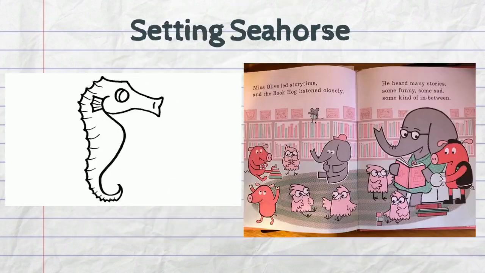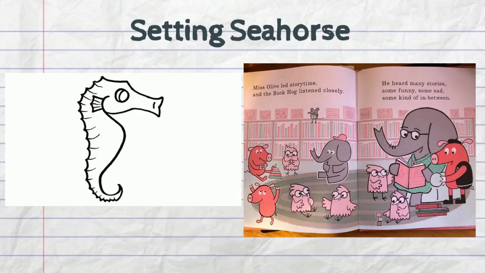We also learned about the setting, and we were a setting seahorse. A setting seahorse reminds us to think about where the story takes place and what it would be like there. In the story of The Book Hog, the setting is the library, and we would see people reading and hear people checking out books.